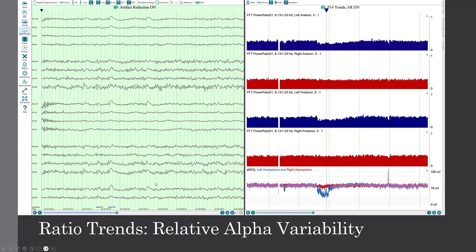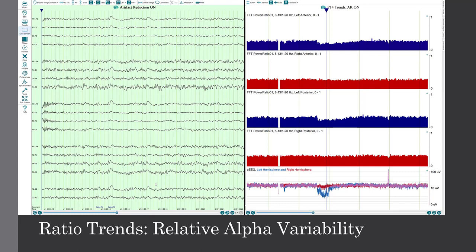Let's look at the same section of EEG using relative alpha variability. Now there are two differences. One is that the ratio is 1 to 20 hertz instead of 1 to 4 hertz as in an alpha delta ratio. So it is 8 to 13 hertz with 1 to 20 hertz as the denominator, so it's not going to go above 1, which is why the typical scaling is 0 to 1.